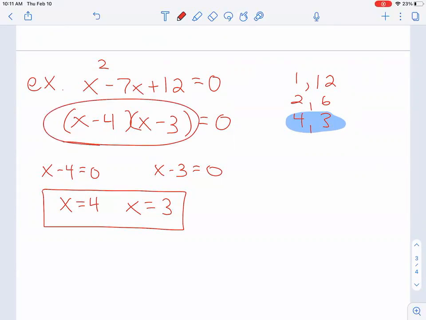So the key is you want to factor it. And that's kind of the hard part, I think. And then you set this factor equal to 0 and this factor equal to 0 to get 4 and 3.